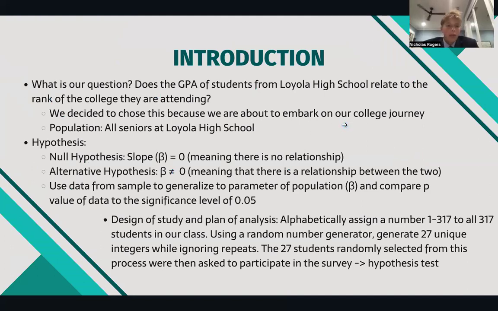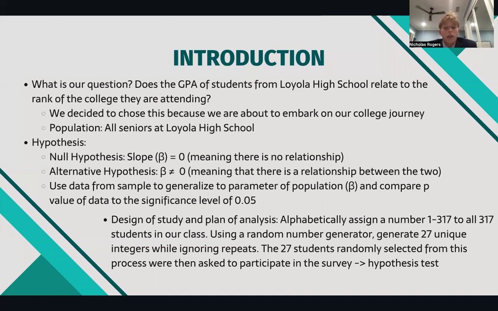Because we're about to start a new college journey, we decided to test whether or not GPA has a relationship or plays a role in the ranks of colleges that students decide on. For our hypothesis, we thought that there would be a correlation between the two variables, GPA and rank of college. So we decided to perform a regression t-test with a null hypothesis of the slope being 0, or beta, and an alternative hypothesis with the slope being not equal to 0.